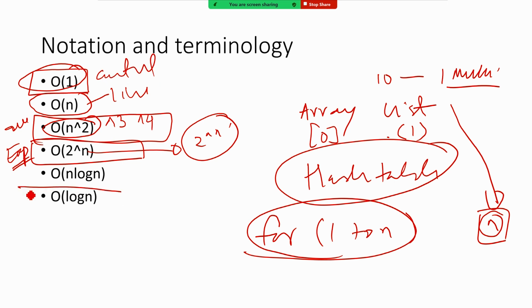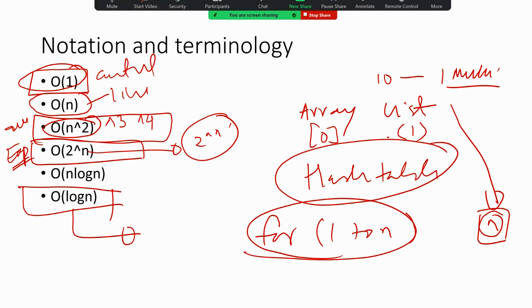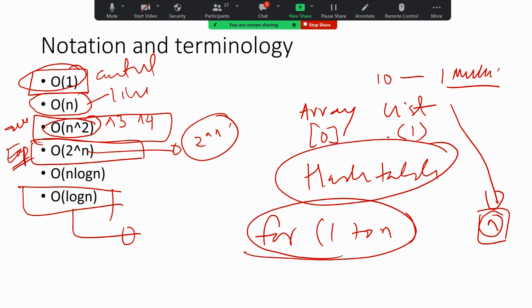Then we come to log n, right? What is log n? Do you think log n is faster, or do you think log n is slower than O of n, or n squared? If you ignore O of 1 for a second, and look at n, n squared, 2 raised to the power n, n log n, which one of these do you think is fastest in terms of time complexity? Which one do you think is the one that you want to aspire for?